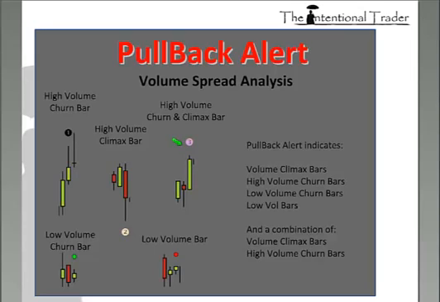It doesn't matter, just as long as you know what it is. So it tells us that this bar has a particular type of activity going on inside it, that there may be a lot of volume and it's a high churn, high climax bar, and that we may be anticipating a pullback here. We also have a couple of indicators inside this pullback alert to let us know when the particularly low volume and low churn bars are.